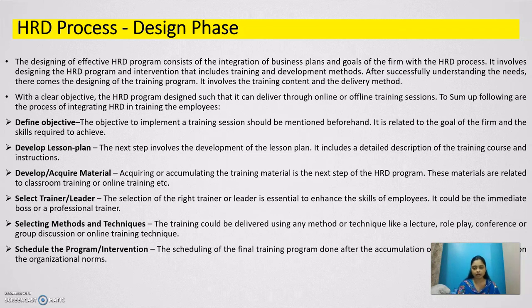Then schedule the program and intervention, that is, scheduling the final training program done after the accumulation of resources. That is, you have to perform all the activities of the training program according to the norms, rules, policies, procedures, and principles of the organization in which you are dealing with. So these are the 6 steps of designing a training program, training development program, and intervention for learners.